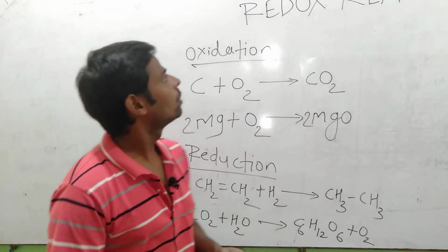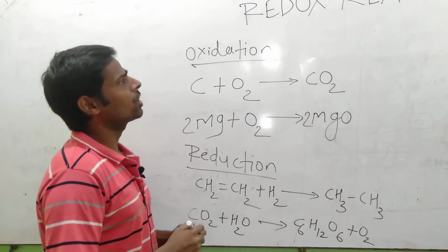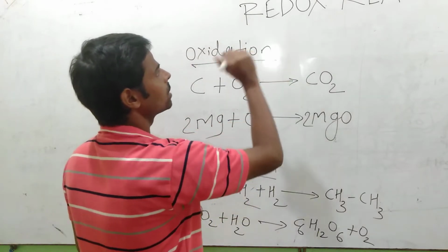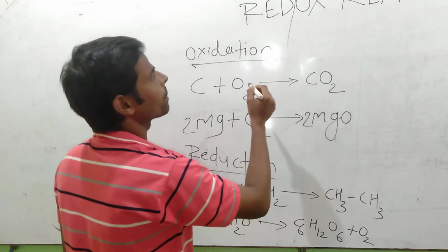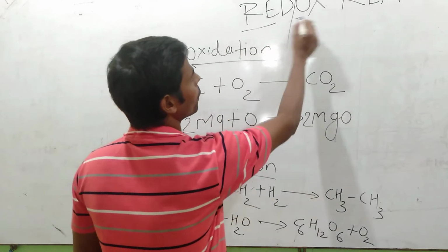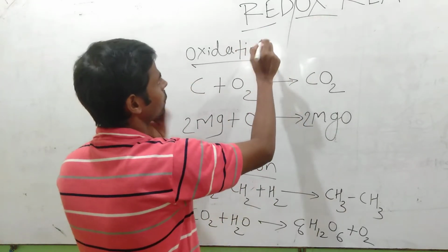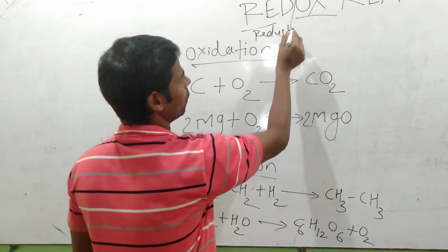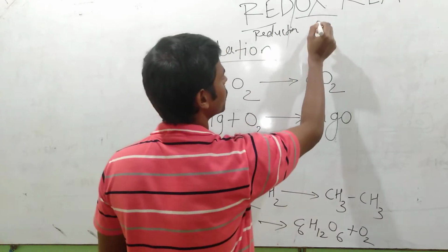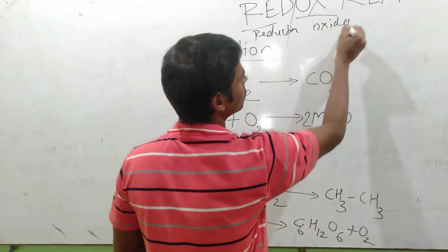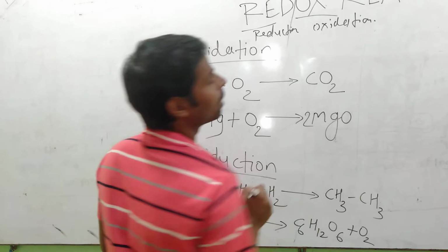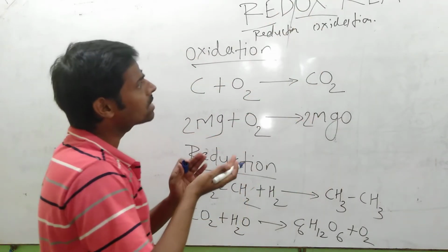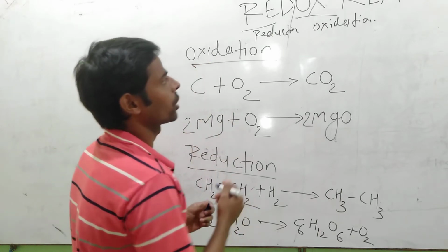So let's start. Redox reaction: if I split redox, what do I get? Red and ox. Red is the abbreviation of reduction, and ox means oxidation. Understood? Reduction and oxidation when they occur simultaneously is called a redox reaction.